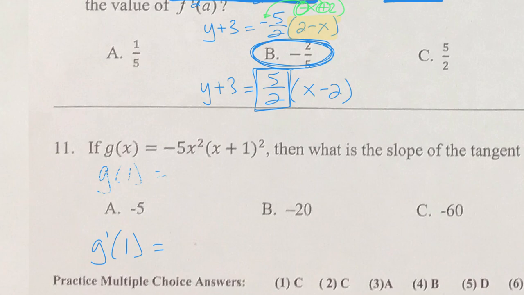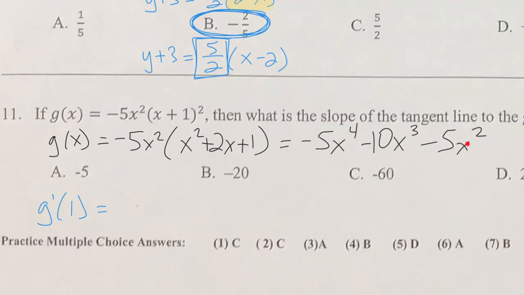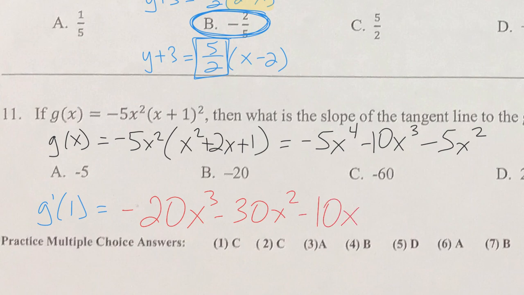So we're going to use the product rule. Actually, we're going to multiply this out first and get one function, and then we will take the derivative. So here is my multiplied out polynomial function, and now I can take the derivative of that. -20x cubed minus 30x squared minus 10x. And then when I plug in 1, I get -60 as my answer, because it's basically -20 minus 30 minus 10.